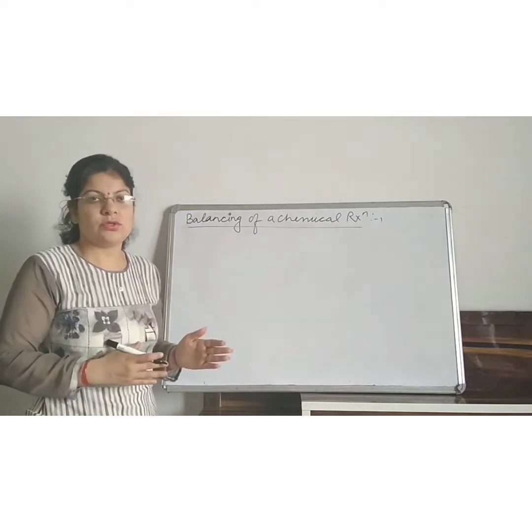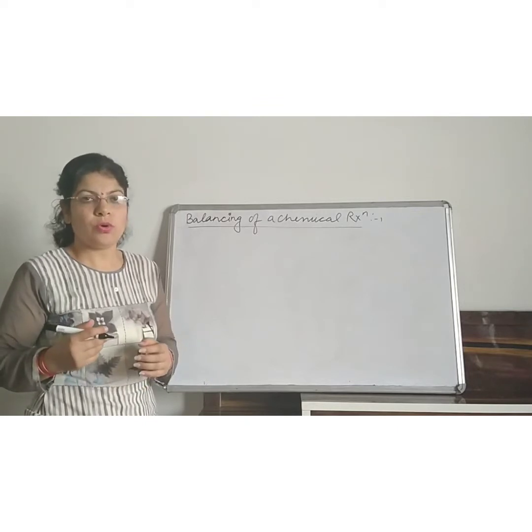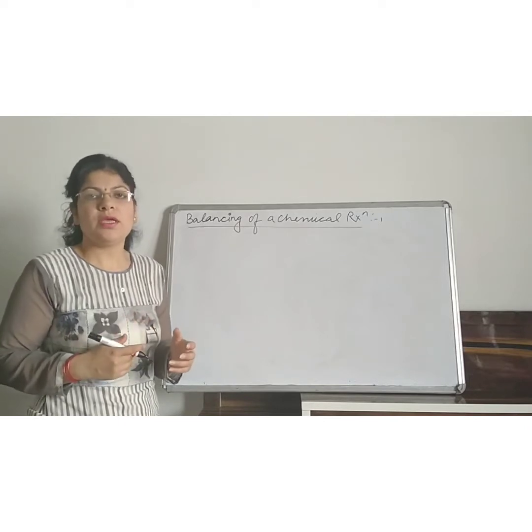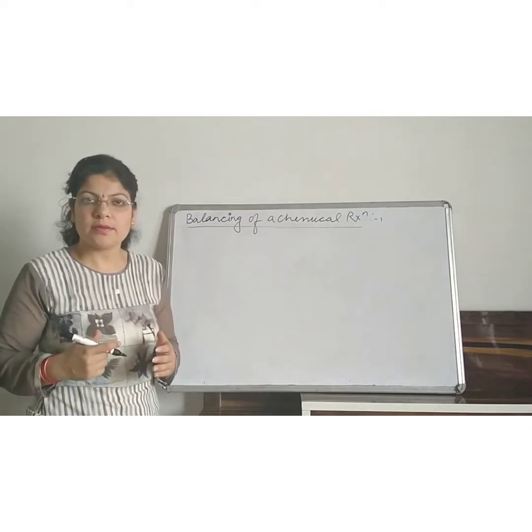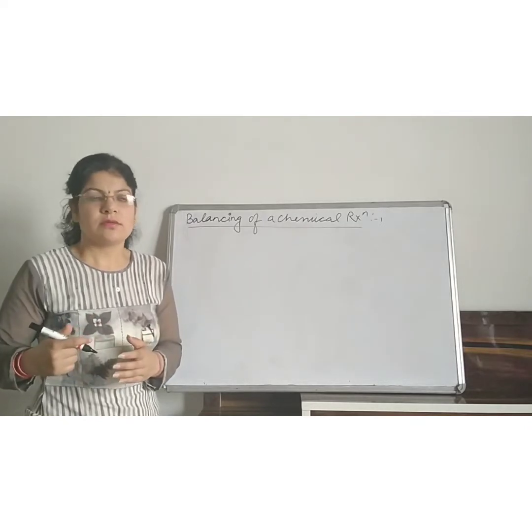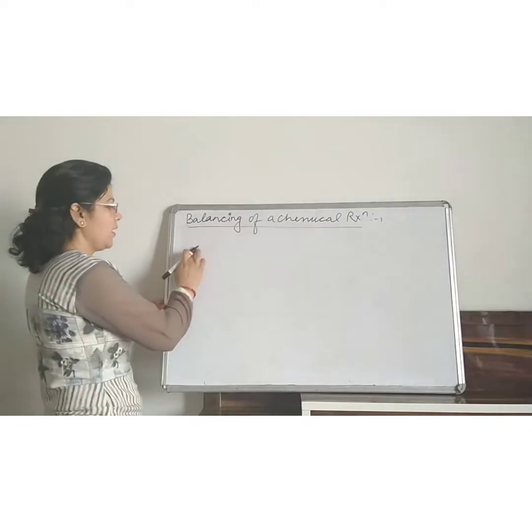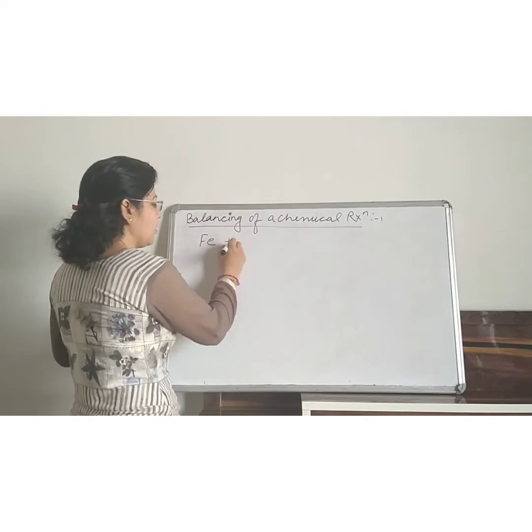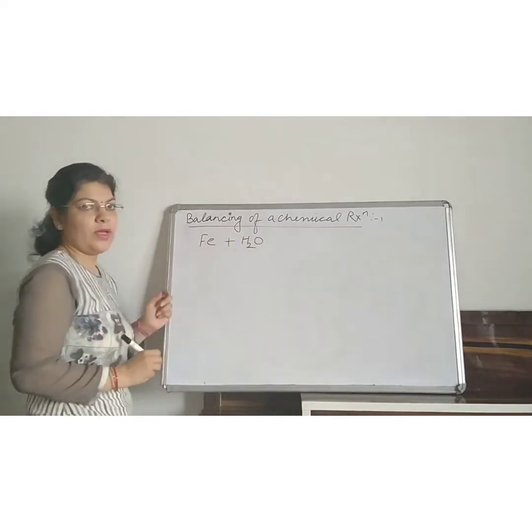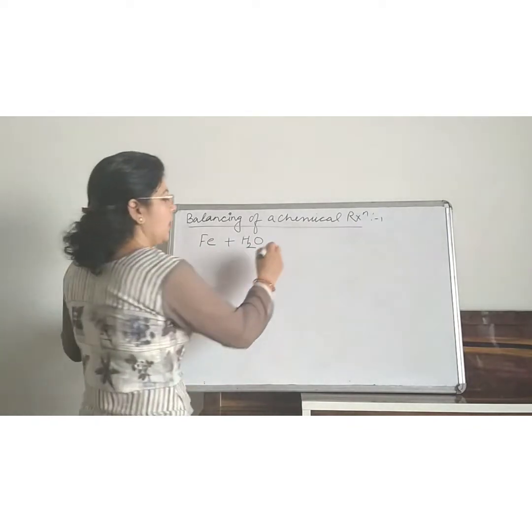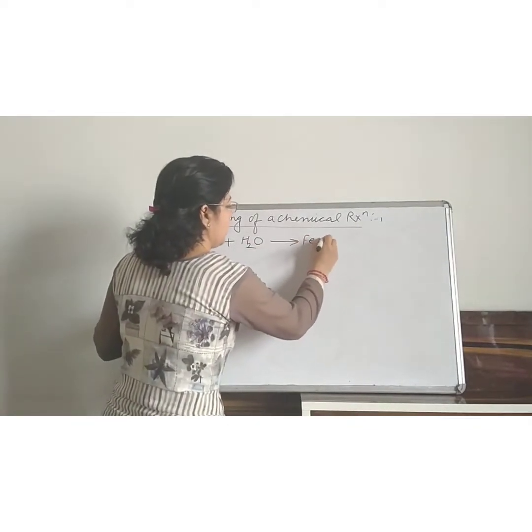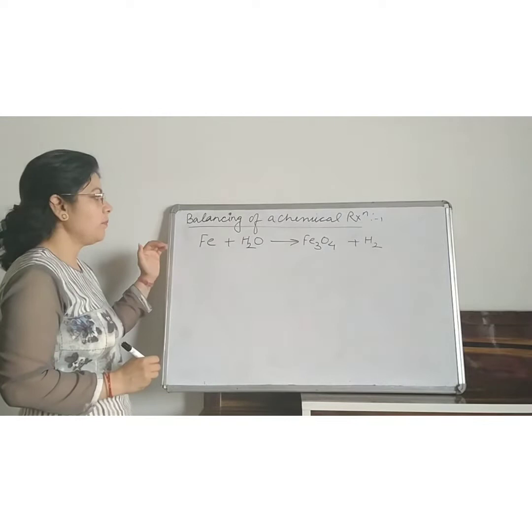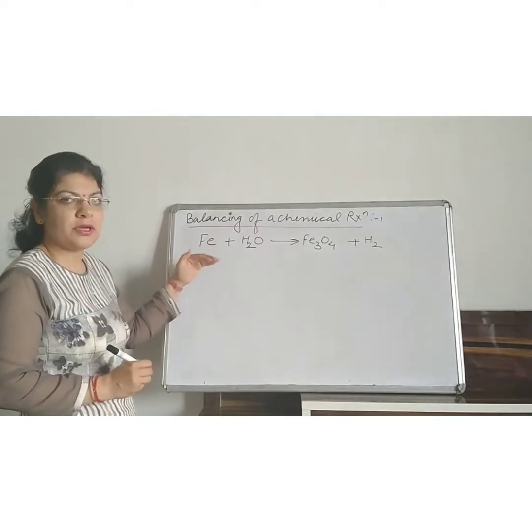The mass of reactants should be equal to the mass of products, or the number of atoms present on the reactant side should be equal to the number of atoms present on the product side. So let us take the example of a chemical reaction between iron and steam. When iron reacts with steam, it produces iron oxide along with hydrogen gas. This is an example of an unbalanced chemical reaction.